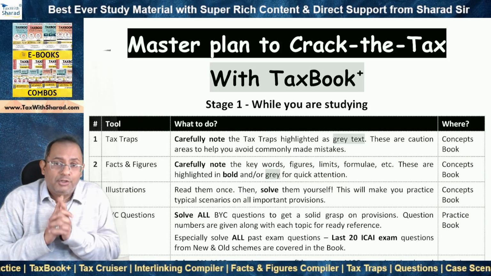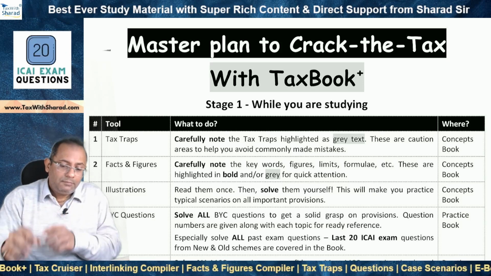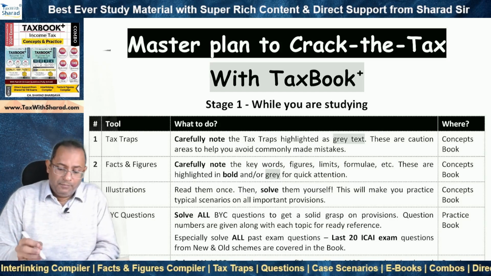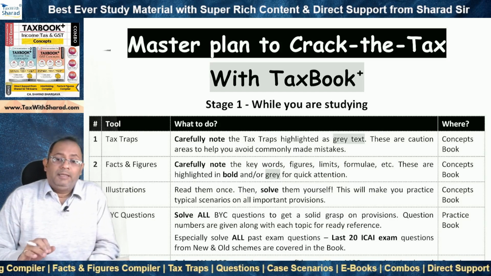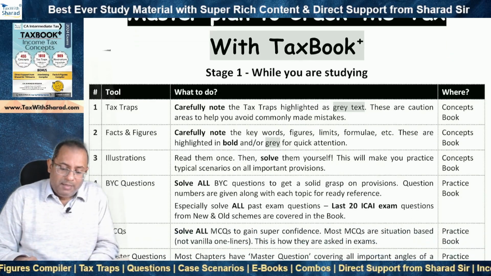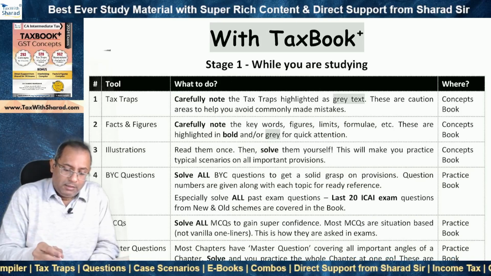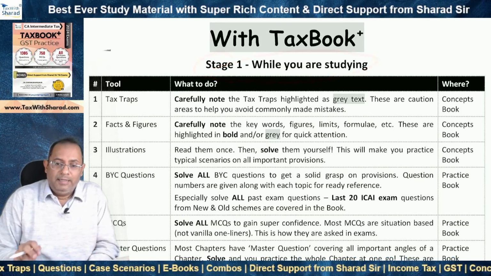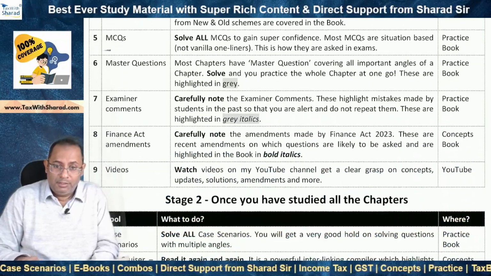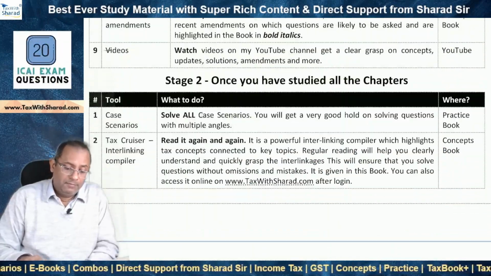Success will be assured. So let's begin with the master plan and understand what are the things that you need to do for 100% success. So the master plan is basically divided into 3 stages. Stage 1 is while you are studying. So you're studying all the chapters, chapter 1, 2, 3, and so on. So you're studying the book, the chapters.